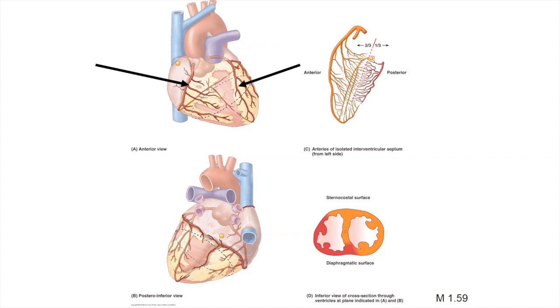Now track that posterior interventricular artery down to where it anastomoses with the anterior interventricular artery in the posterior interventricular sulcus, right there where that arrow is. So if there's an obstruction in one of these vessels, the other one can help compensate. This is collateral flow. So if you look here, you see that anastomosis on the posterior aspect. You can see the heart's been flipped around.